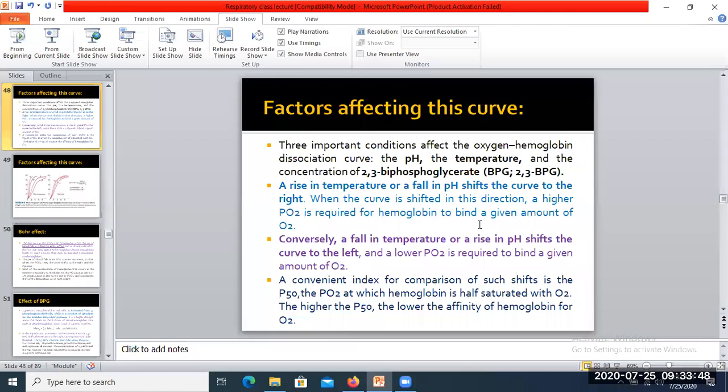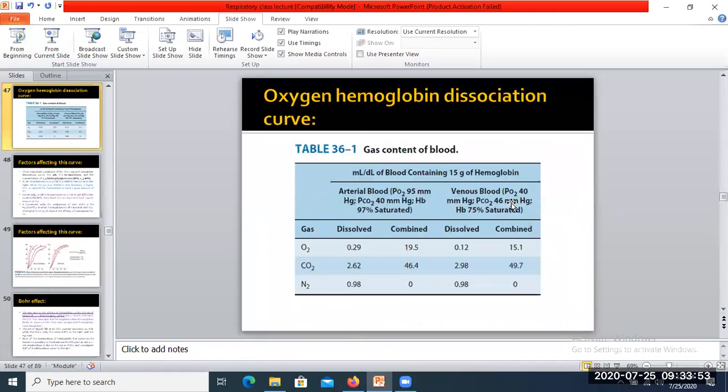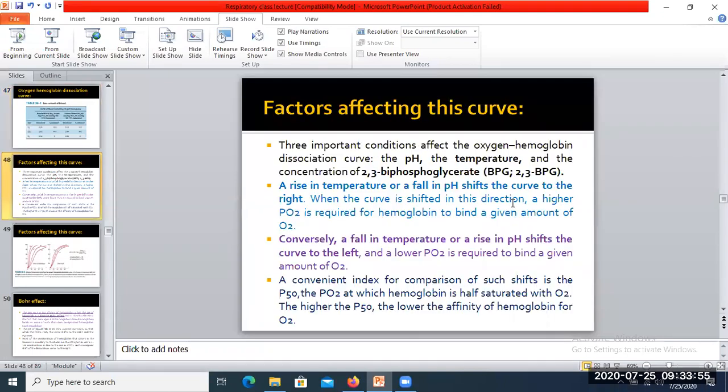So today we have finished the oxygen hemoglobin dissociation curve. Tomorrow, next class, we will discuss the factors affecting this curve. Okay. Thank you very much.